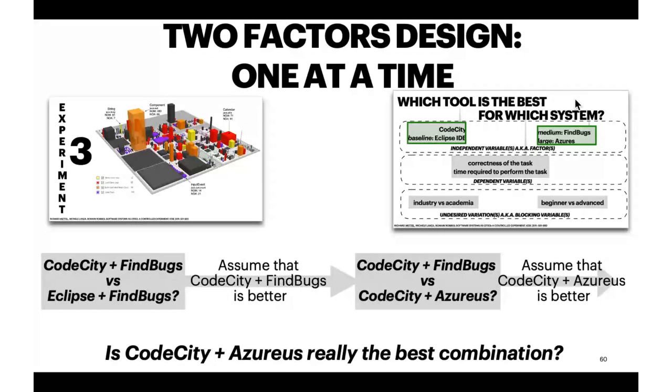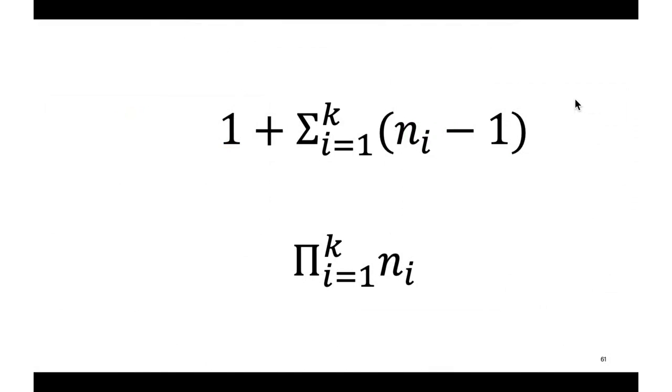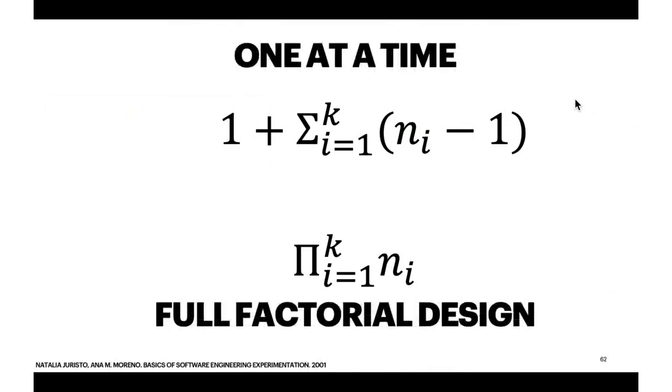We cannot be sure, of course, but the main point here is that one at a time reduces the full factorial design, which is essentially a product of the number of levels for each one of the independent variables, to a sum of those numbers of levels.